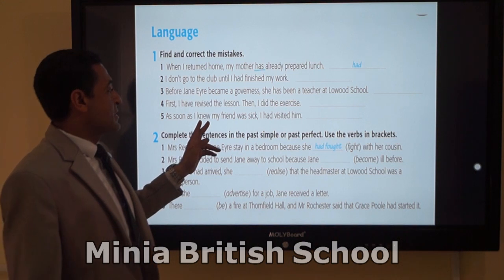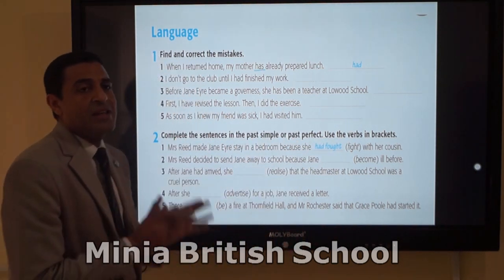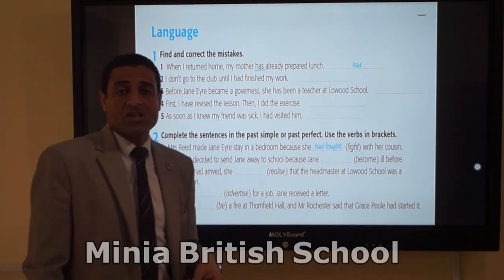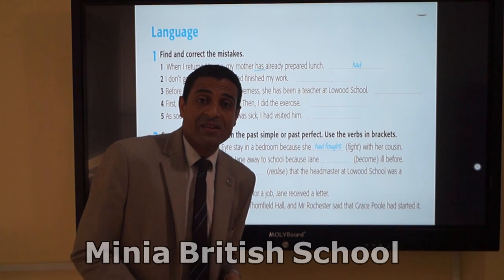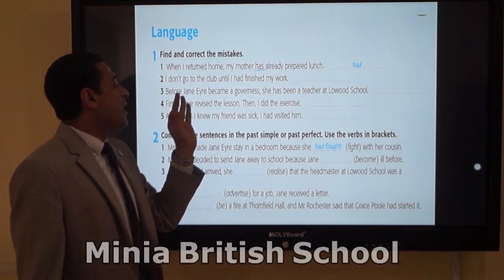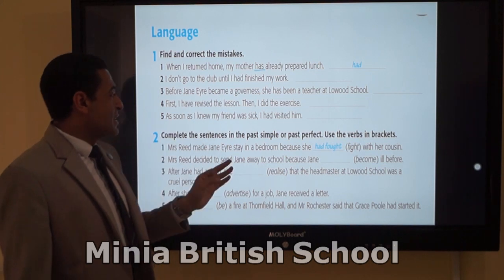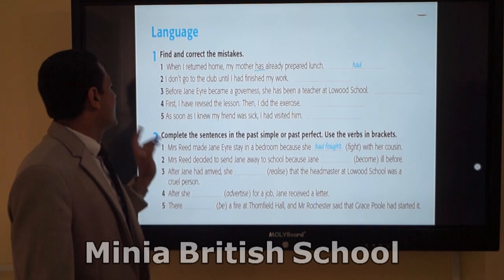First, I have revised my lesson. Then, I did my exercise. So it's very clear, this is the first action. Can I use the present perfect or do I have to use the past perfect? Yes, good, the past perfect. So here, first, I had revised the lesson. Then, I did the exercise.